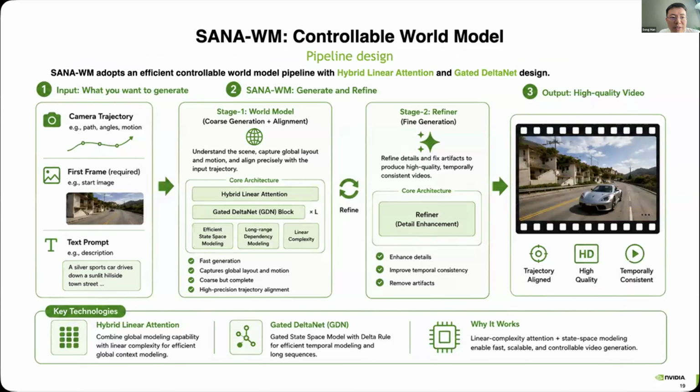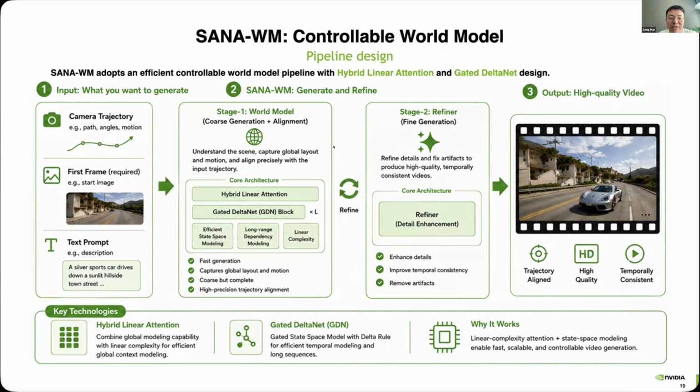So the input basically consists of what you want to generate. It consists of the camera trajectory, the path, the angles, the motion, and you give it the first frame, the starting image, and give it a text prompt. For example, if your car drives down a hillside town street. So by combining these three inputs, we feed it to the Sana world model, which actually has two steps.